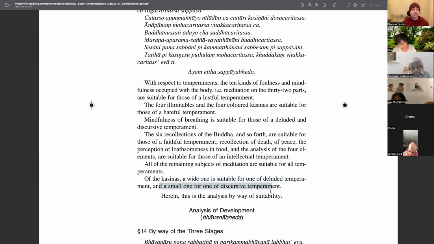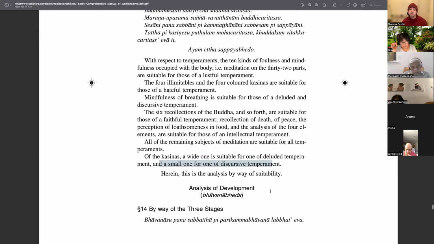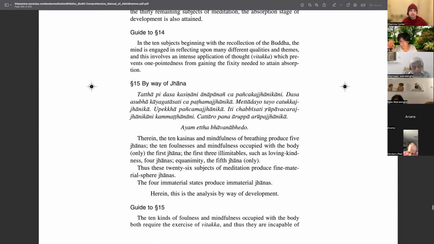Now, what that means is, of the kasinas, for a person of deluded temperament, the kasina is larger, wider. Whilst for vitakka charita, if the person's mind runs everywhere, what do we do? Reduce the size of the physical kasina. Because if it is big, he will be looking everywhere at the kasina. Do you understand? That is why for the vitakka charita we reduce. The deluded needs a kasina which is bigger, so that there is a sense of immersion into the object. Right? Herein, this is the analysis by way of suitability.